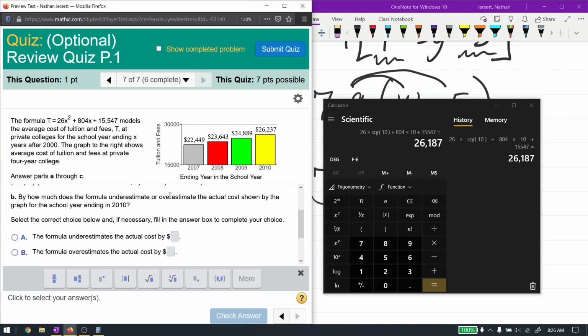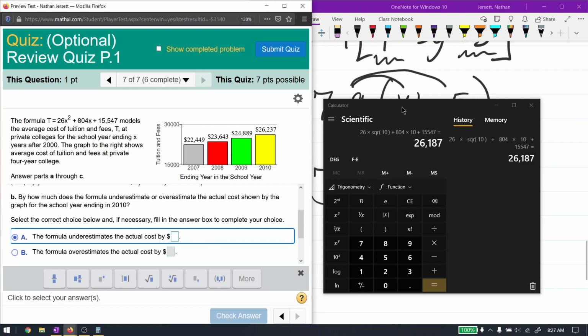All right. By how much does the formula underestimate or overestimate the actual cost? So this is the actual cost. You have 26,237, and this says 26,187. This number that we found with the model is lower than the actual data that was found for a real life scenario. So this number is underestimating this number. This formula is underestimating it. So we're going to say it underestimates.